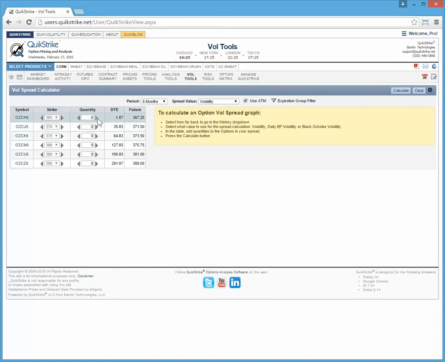Okay, so let's get started with building a simple spread. So an interesting one that somebody talked to me about recently was the March September spread. So I'm going to buy the March and sell the September.